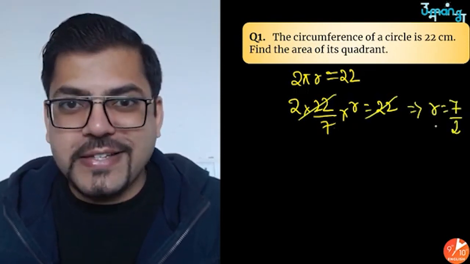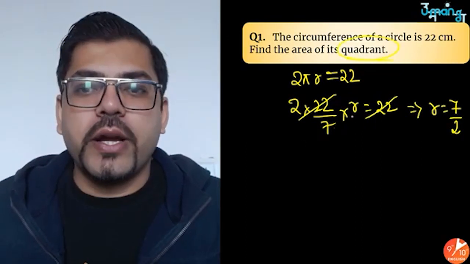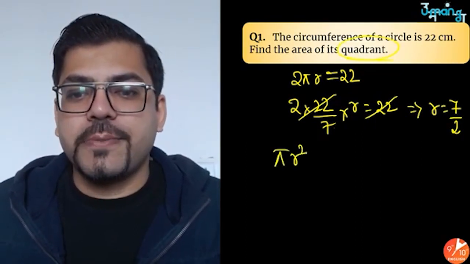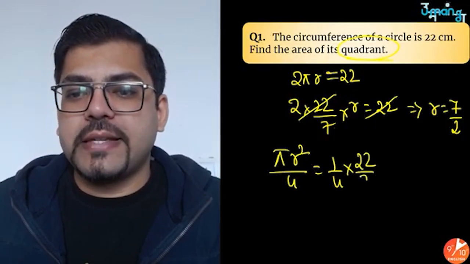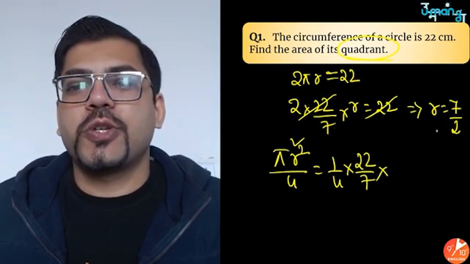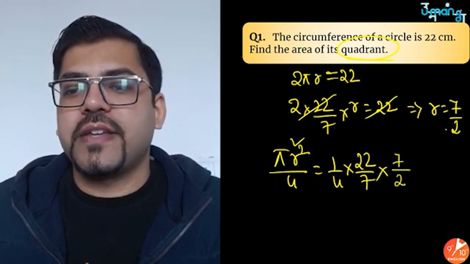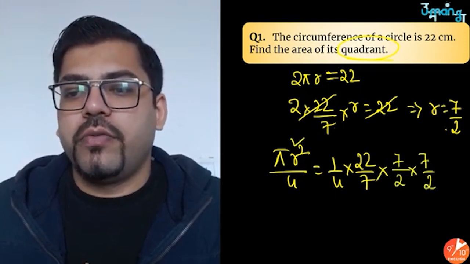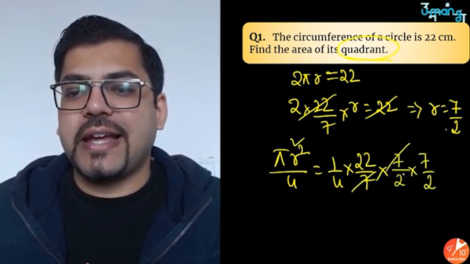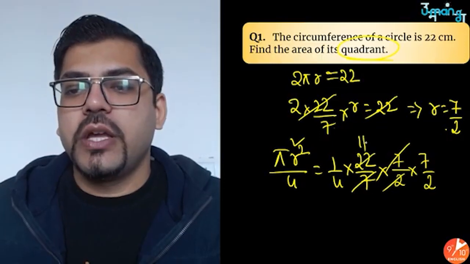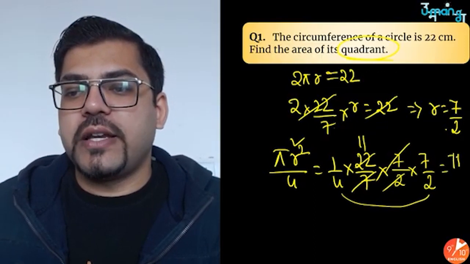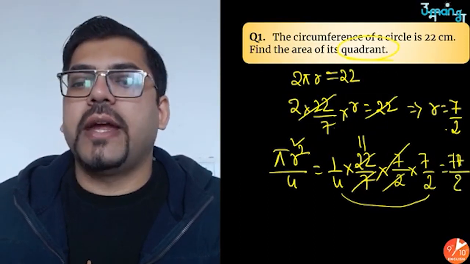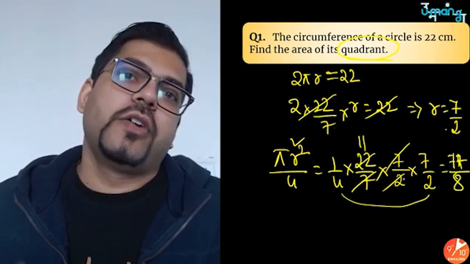Once you find radius is 7 by 2, you need to find quadrant. Quadrant area, we all know it's pi r square by 4. So that is 1 by 4, pi is 22 by 7 into radius square. So radius is 7 by 2, so we will have 7 by 2 into 7 by 2. Very simply, what do you get? You get 7, 7 cancel. 2 will cancel it in 11 times. 11 into 7 and divided by 4 into 2. So we have got 77 upon 8. 77 upon 8 is the final answer.